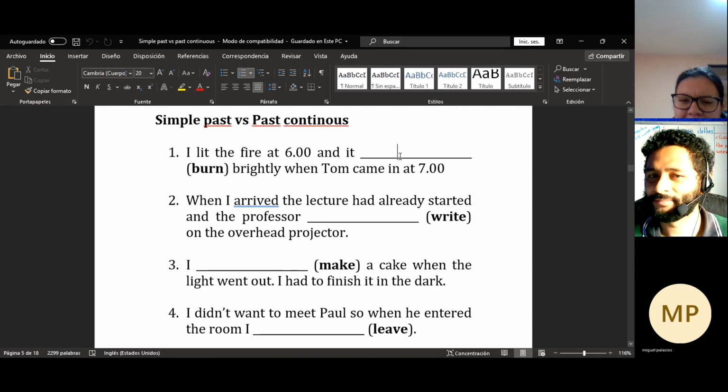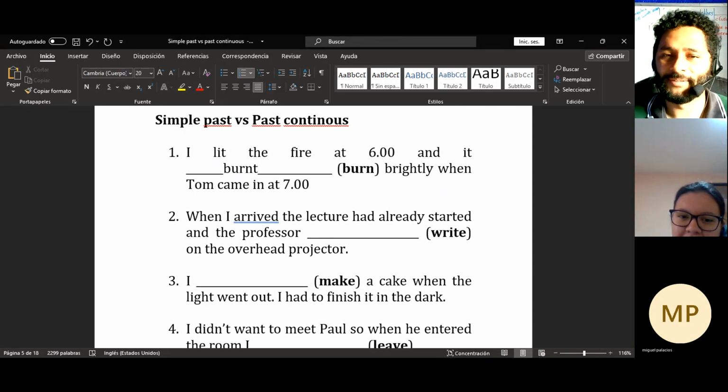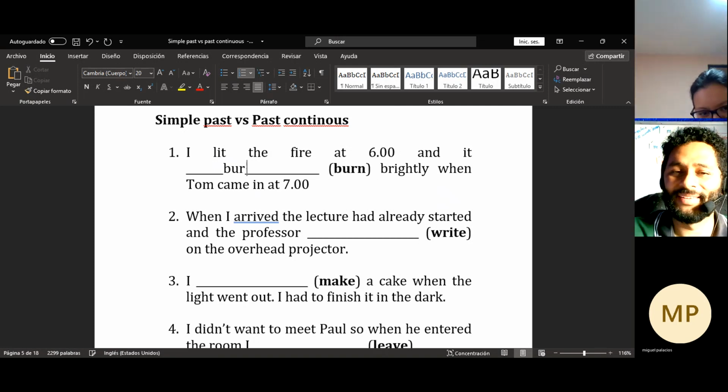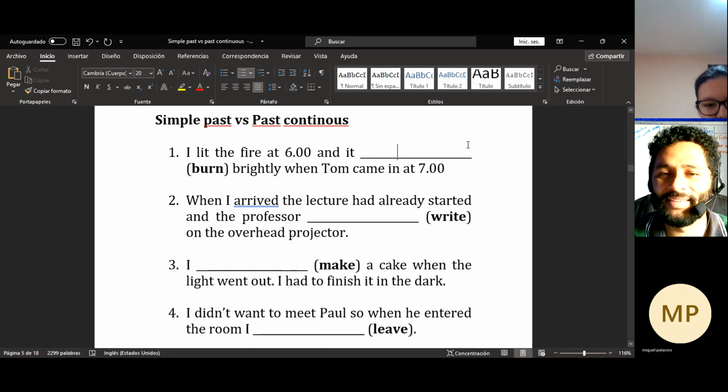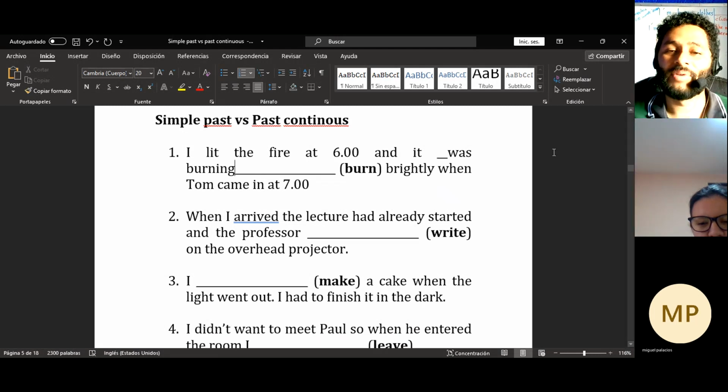In simple past. Okay, so you would say burnt. Are you sure? No. It was burning. It was burning. Exactamente. It was burning brightly when Tom came in at 7.